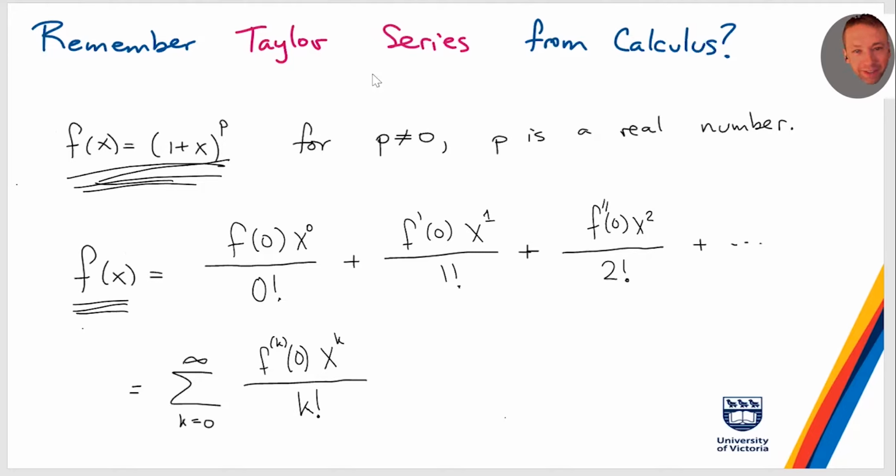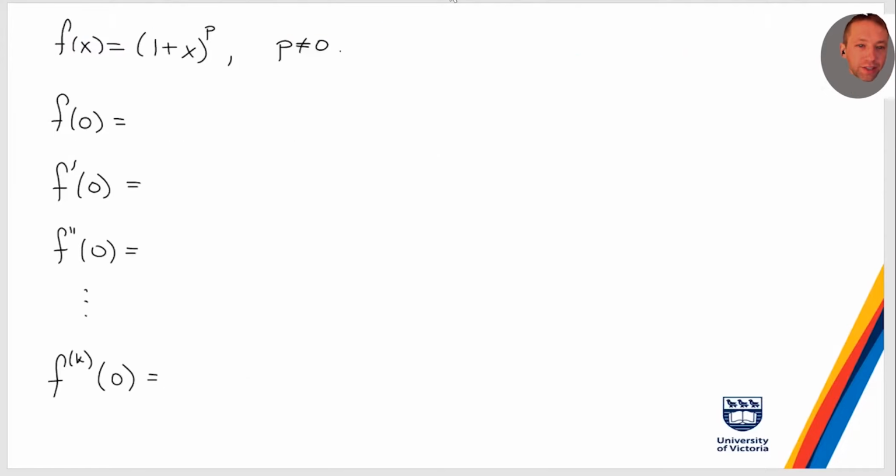What do I put here for the kth derivative of f at 0? But that's just stuff you're used to, right? You can take derivatives and you can plug in 0. So for the first one, f of 0 is just 1, right? It's 1 plus 0 to the p, p is not 0 and whatever. Actually, it wouldn't matter here if p was 0, so it's just 1.